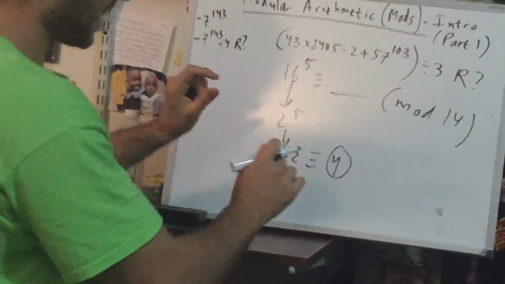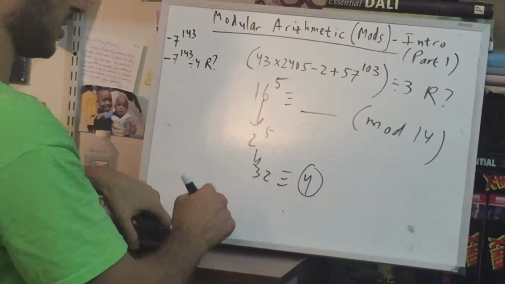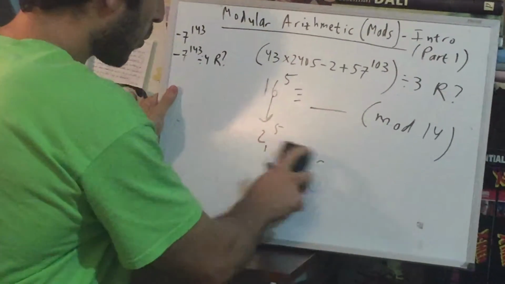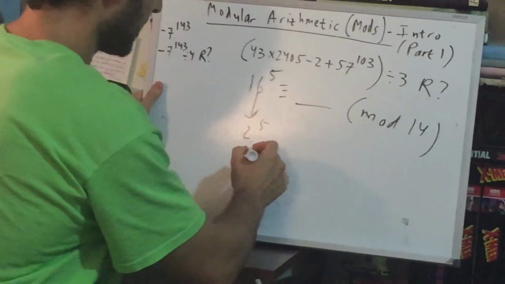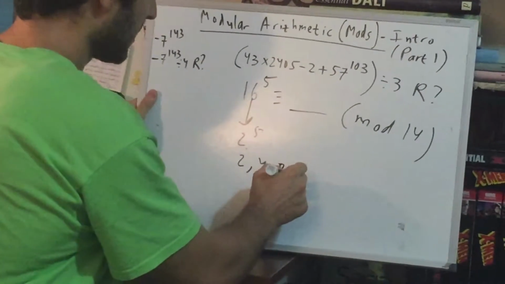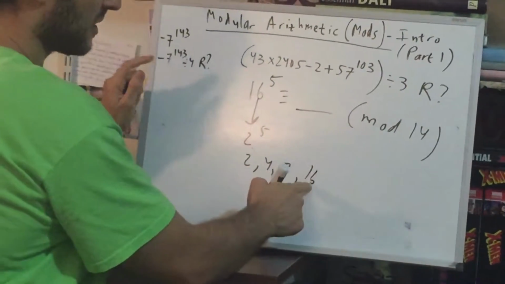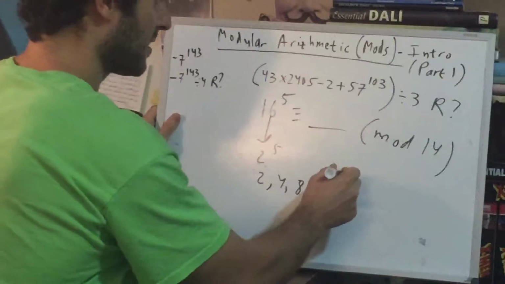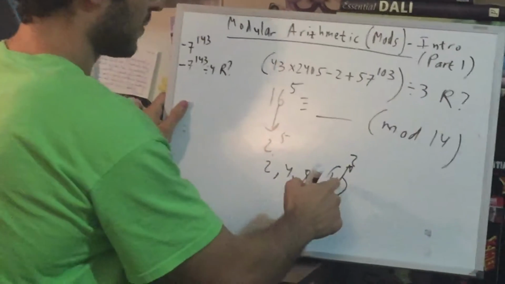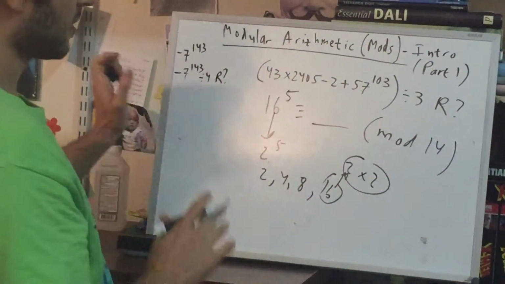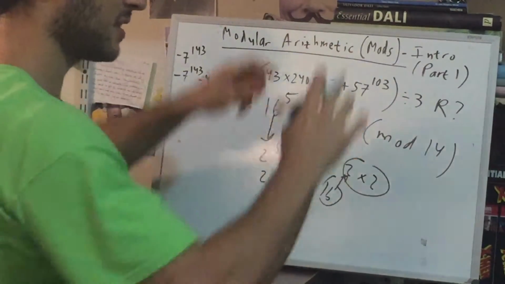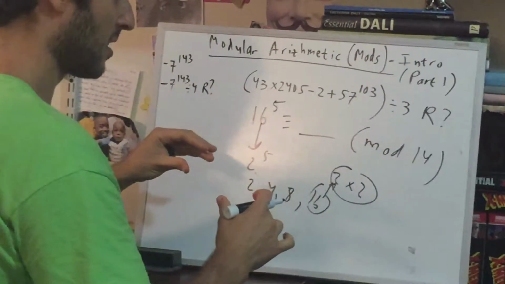Now we can do better yet, because we don't actually have to even get to 32. We could just work our way here. So 2 to the 5th is going to be, like we said, 2, 4, 8, 16. But whoa, 16, we could already shrink that back again. That's just a 2. So instead of doing 16 times 2, we're going to do 2 times 2 and get 4. So the idea of mods is we take things and we shrink them down first, and then we do stuff with them.